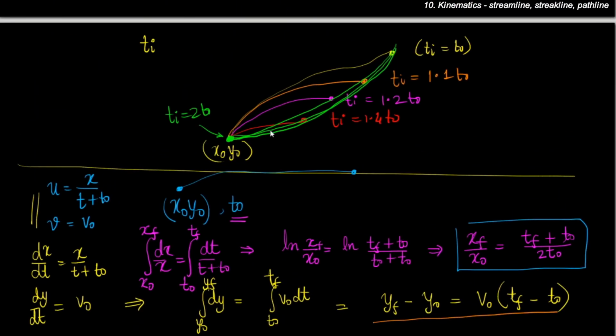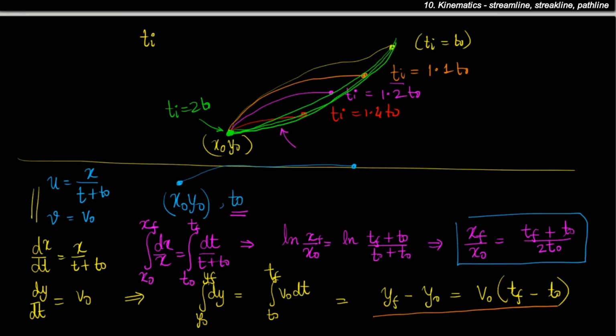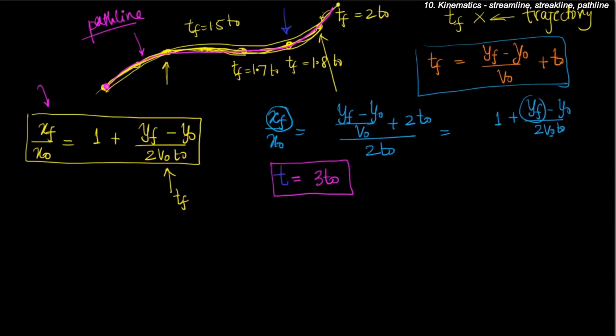This was the equation of the streak line. All the different initial points will lie at t equal to 2t0 on this particular green curve, because these are parameterized as per the initial time, while the path line is parameterized as per the final time.